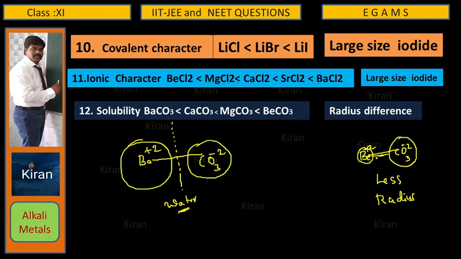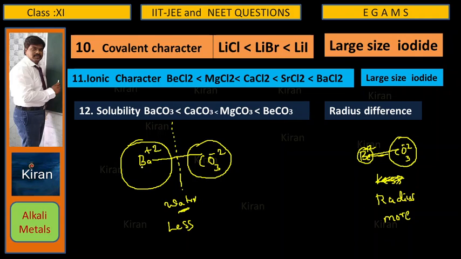The bond is strong. So that is the reason when metal size increases, solubility decreases. Here the difference is high. Metal and carbonate difference is high, so it is less soluble. Here the radius difference is small. Sorry, this is more soluble and that is less soluble. So the solubility of barium carbonate is less than calcium carbonate. Calcium carbonate is less than magnesium carbonate. Magnesium carbonate is less than beryllium carbonate because of radius difference.